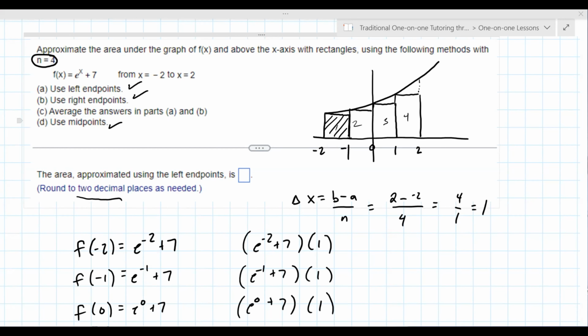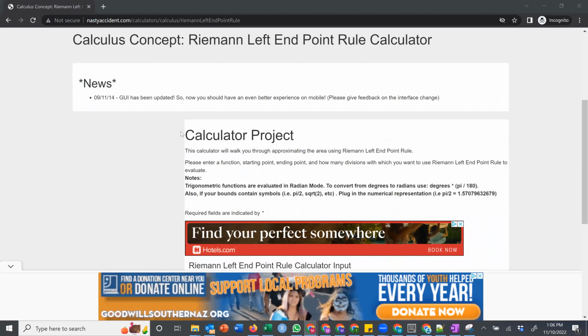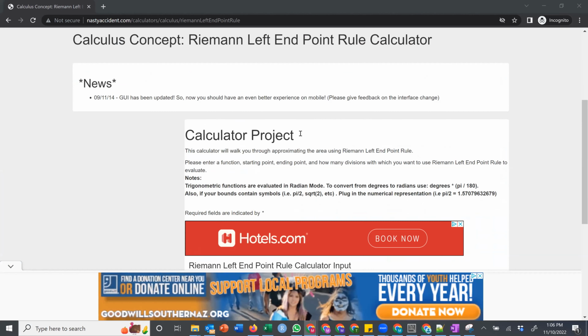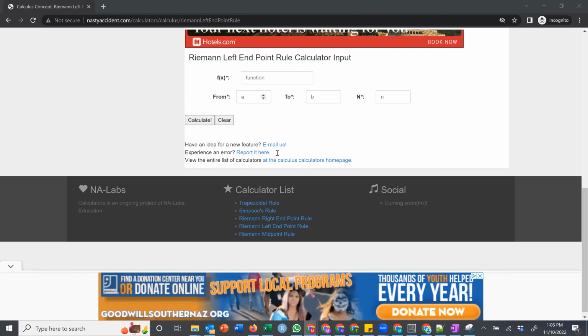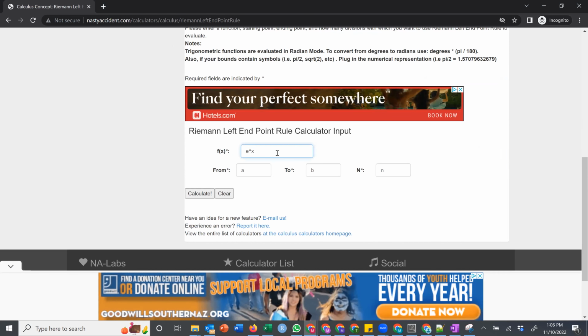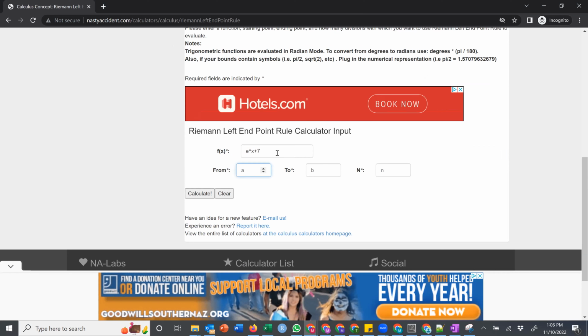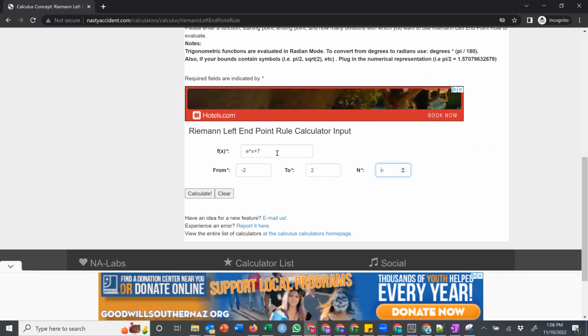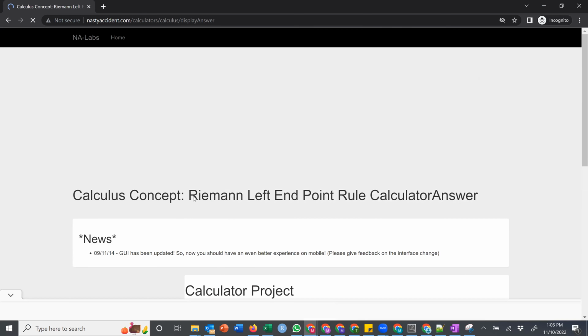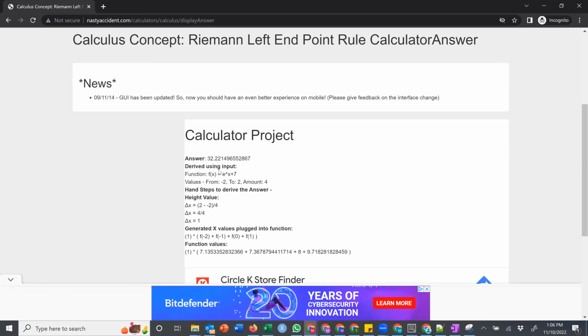All right, so let me share this screen. This calculator is called a Riemann left endpoint rule calculator. You just enter your function, e to the x plus 7, from -2 to 2, and then you enter your number of rectangles, which is 4, and you calculate. Now there's a ton of these out there on the web. I just happen to like this one because it gives us all the values that we want. It says 2 decimal places.